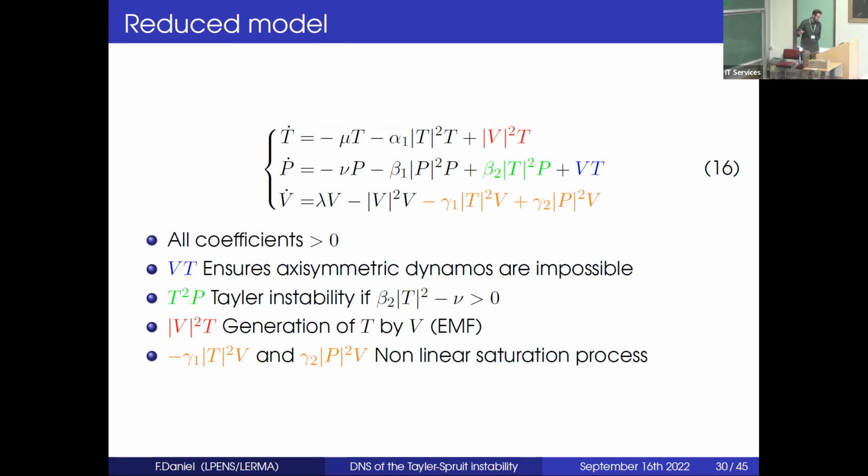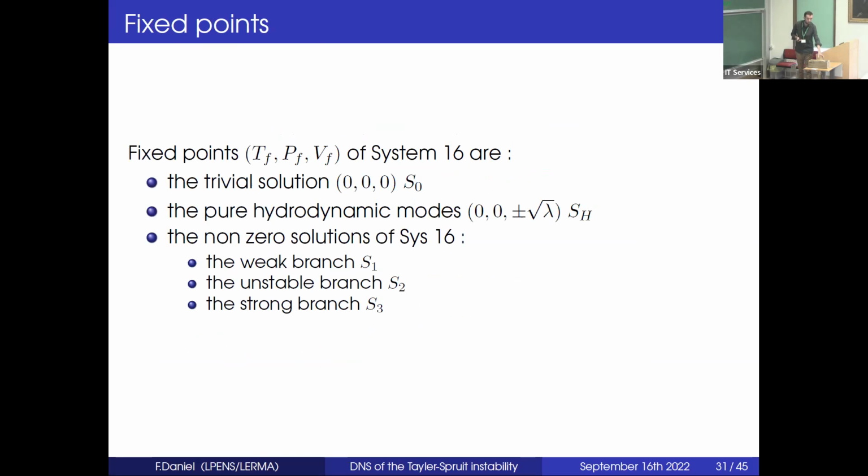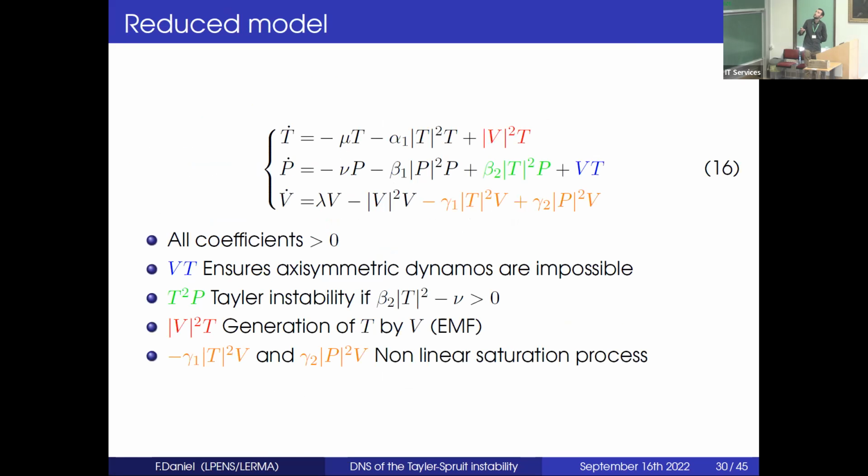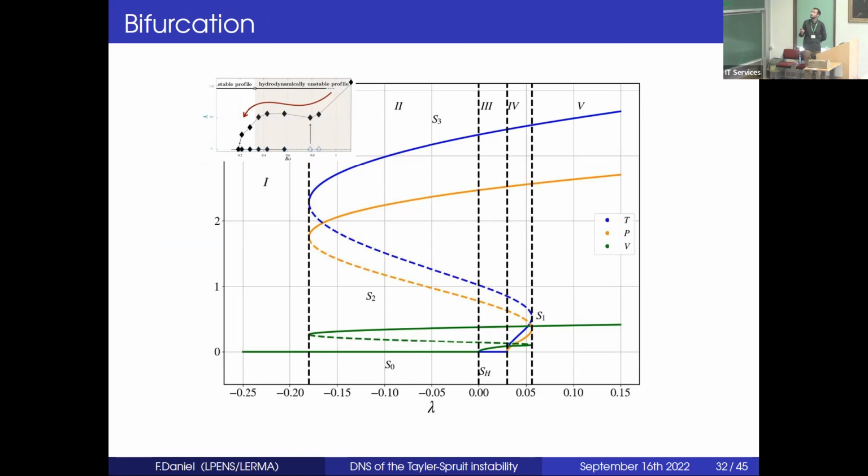Okay, and now that we've got this model, we can study it analytically, and we've got three very classical branches of solution: the trivial solution, the hydrodynamic modes that we've made sure are the only pure modes that are possible, and a non-zero solution of the system. It's maybe more clear once you vary lambda, which is going to play the role of the Reynolds number in a system, differential rotation. And if you do so, you get the following diagram here.